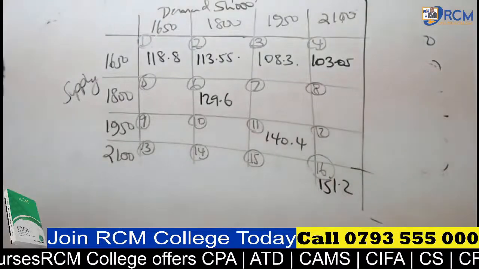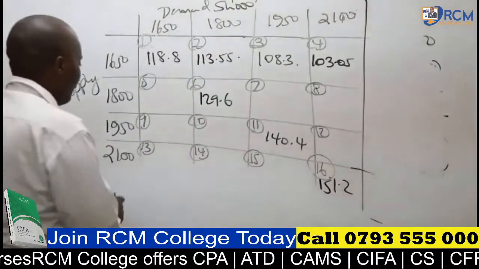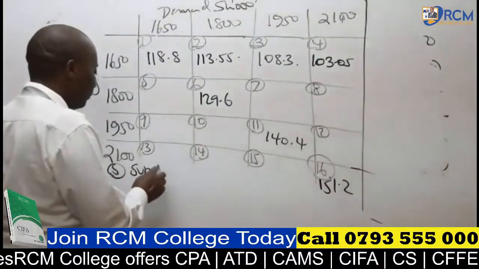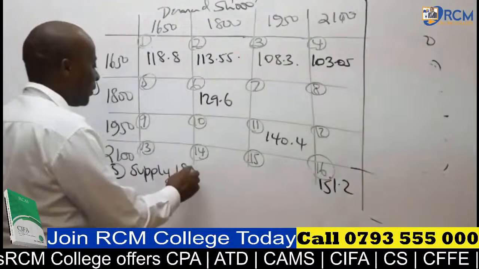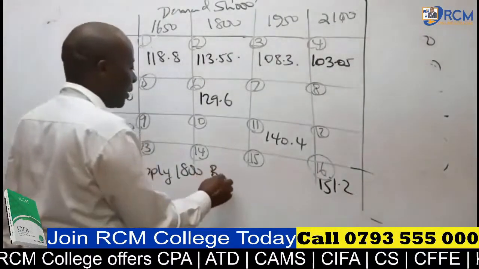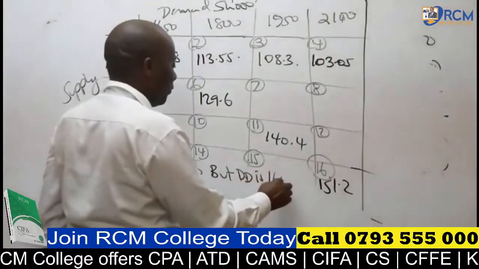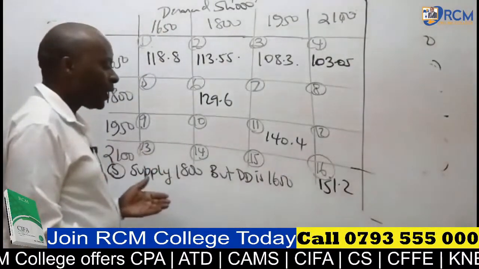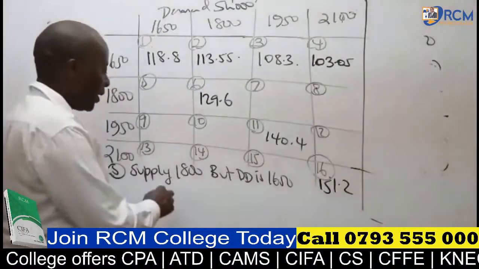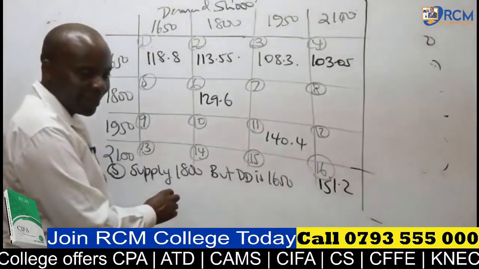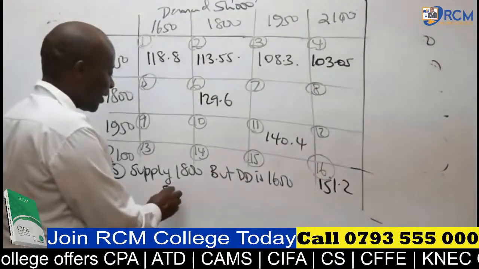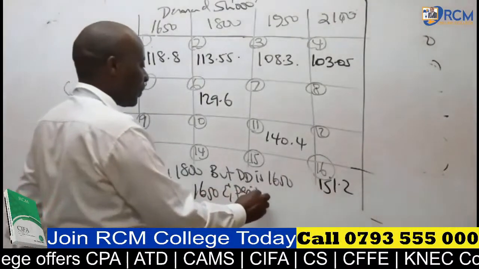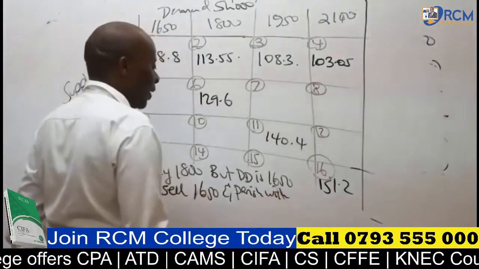Thank you very much. Allow me to do this one. So this one is cell number 5. And for cell number 5, ladies and gentlemen, we have supplied 1800, but demand is 1650. So of course, you'll compare supply and demand, and the effective one will be the lower. So in this case here, sell the lower, sell 1650. And the perish, with how many?